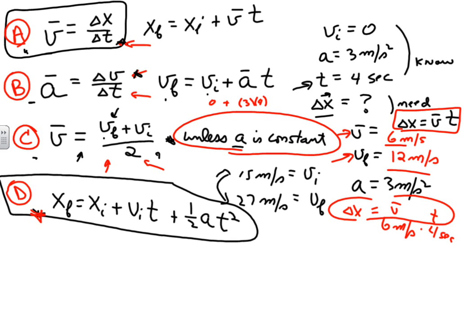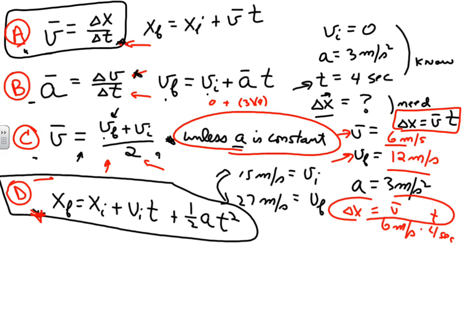So let's try equation D. It's a shortcut. You don't need it. You never have to use equation D. But if you don't want to find things you don't ask for, if you're in a hurry, equation D is a beautiful shortcut. So here's equation D.